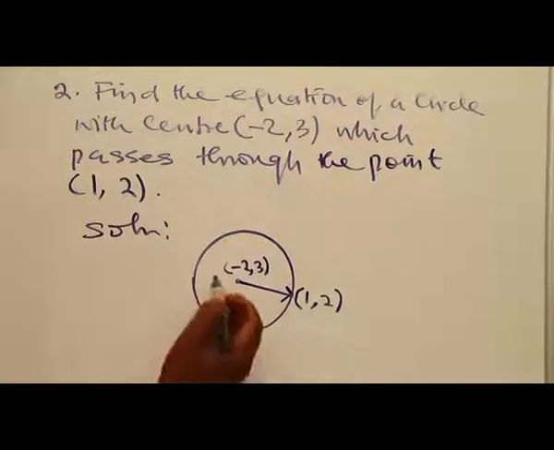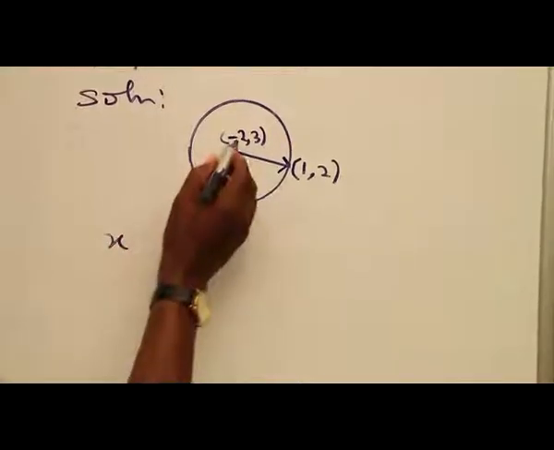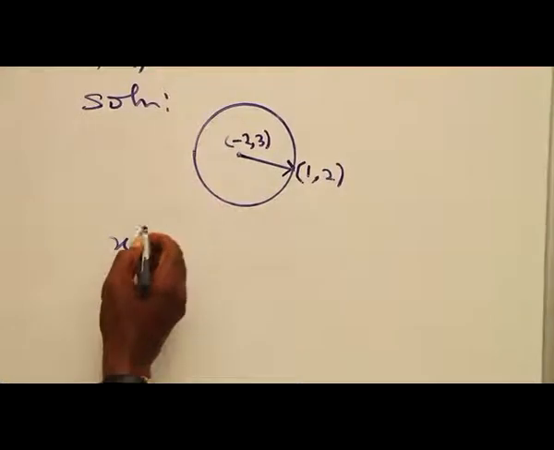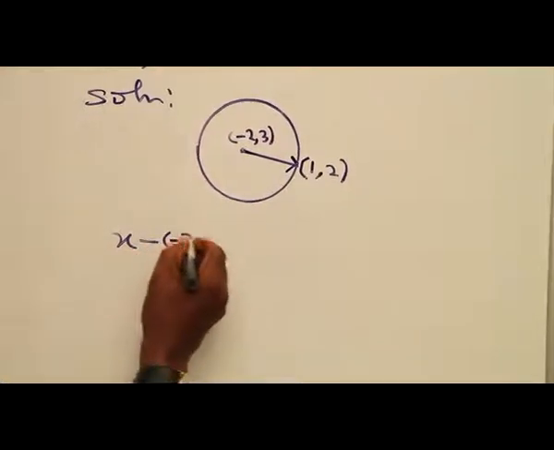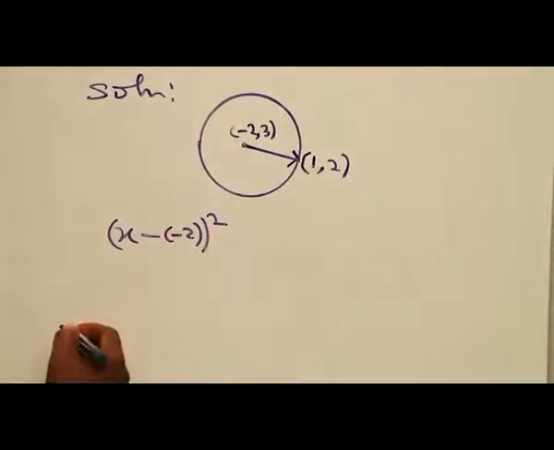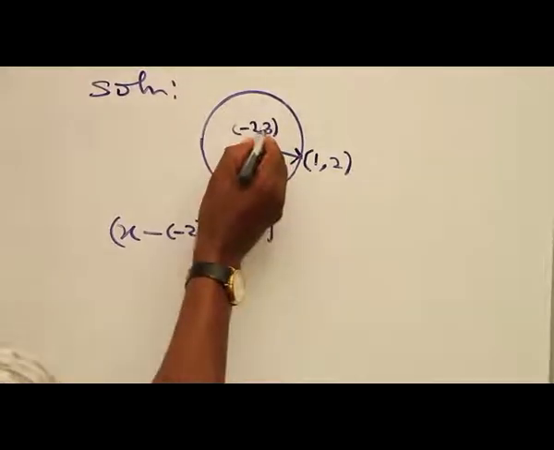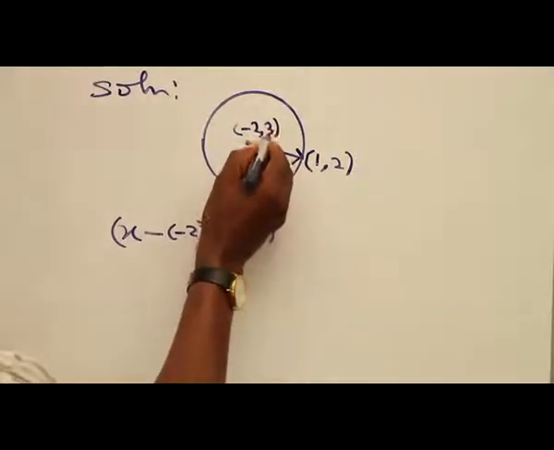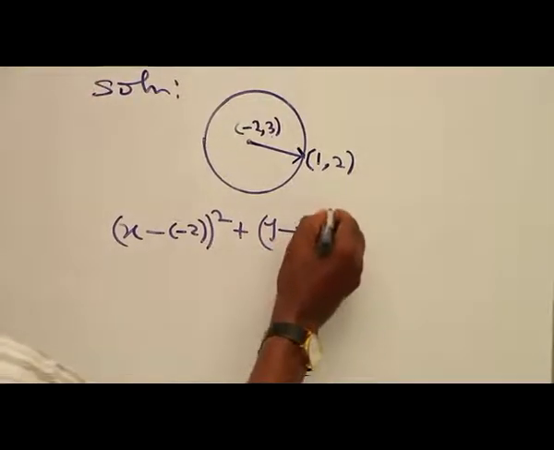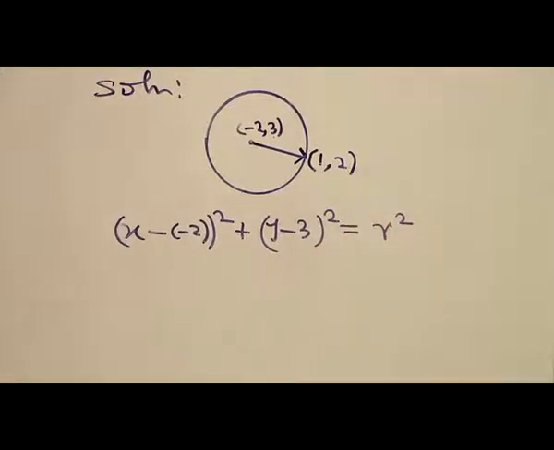Now we are required to find the equation of the circle. First of all, we take the center point. So we have x minus a, and our a here is minus 2. So (x minus minus 2) all squared plus the next one is (y minus b), the point b, which is 3 here. So (y minus 3) all squared is equal to r squared.